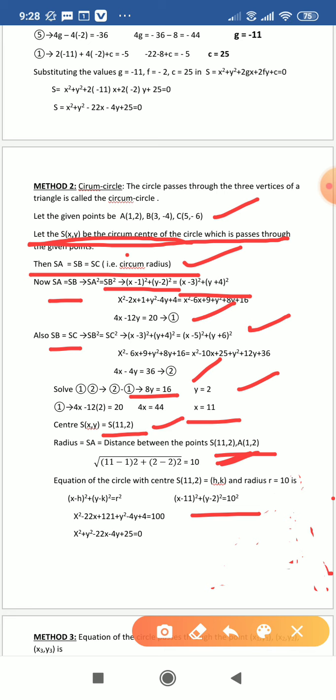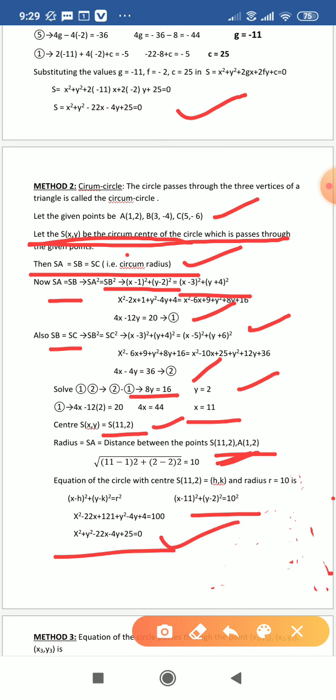So (a minus b) whole square: x square minus 22x plus 11 square is 121, plus this is also a expandable square, y square minus 4y plus 4 is equal to 10 square is 100. So x square plus y square minus 22x minus 4y, 121 plus 4 is 125, bring the 100 to left side, 125 minus 100 is 25. This is another method. In the first method also we have the value as x square plus y square minus 22x minus 4y plus 25 is equal to 0 as the equation of the circle.